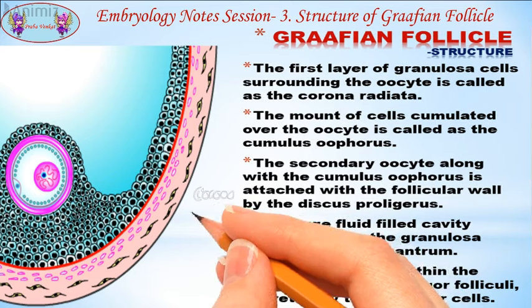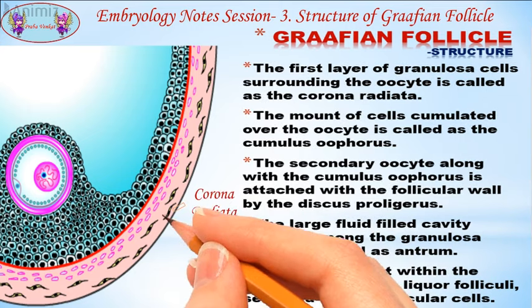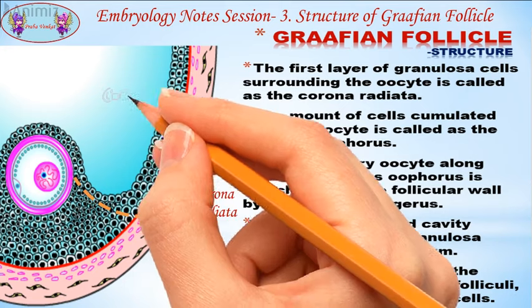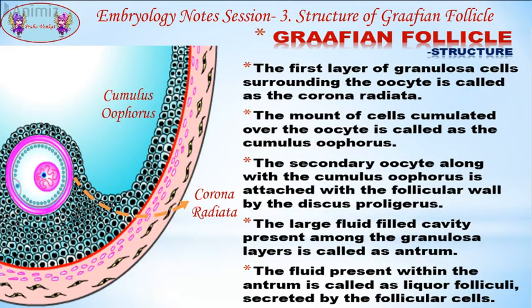The first layer of granulosa cells surrounding the oocyte is called the corona radiata. The mound of cells cumulated over the oocyte is called the cumulus oophorus. The secondary oocyte, along with the cumulus oophorus, is attached to the follicular wall by the discus proligerus.